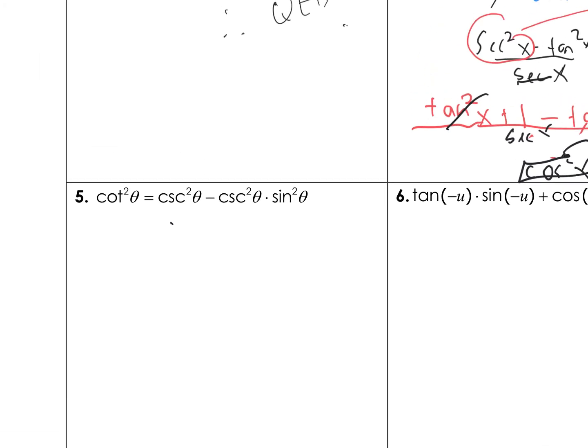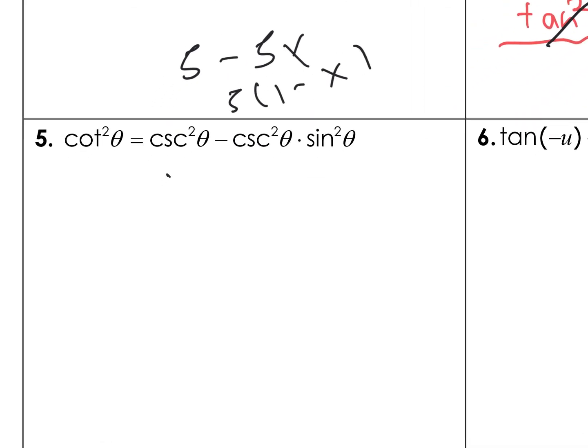If I wrote it like this, 5 minus 5x, yeah, you'd pull out the 5, right? 5 times 1 minus x, right? So what am I really pulling out? You pull a square. A cosecant squared, yes. So if I factor out a cosecant squared theta, that would give me a 1 minus a sine squared theta.